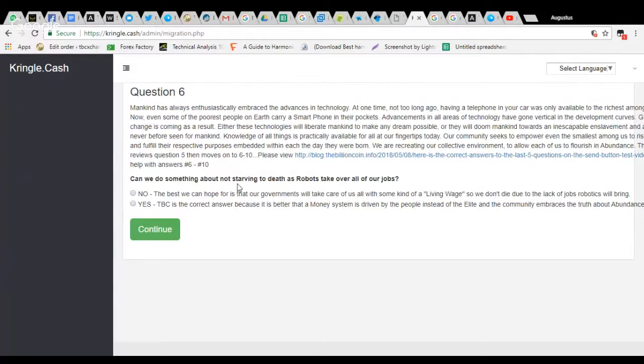We review question 5, then move on to question 6. So you can read this article to get more understanding on this particular subject.